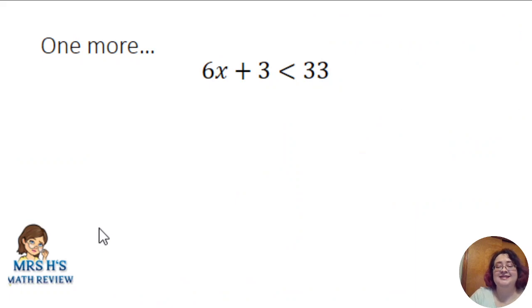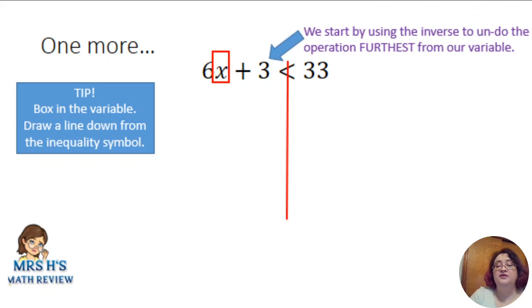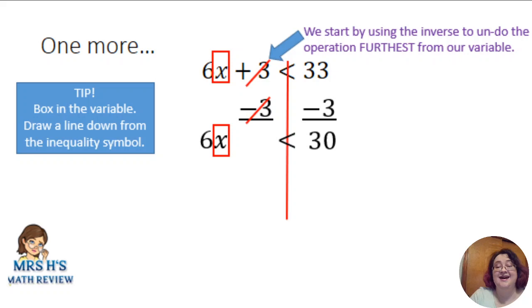6x plus 3 is less than 33. All right, we don't have to rewrite it. The variable is already on the left. We want to box in the variable. We want to draw a line down from the inequality symbol. Here, we look at what's furthest away. So our furthest number away from x is our positive 3. So plus 3, we use minus 3 on both sides. Our 3's cancel. 33 minus 3 is 30. My 6x can come on down, as can my symbol, because I did not change anything. I subtracted. I did not multiply or divide by a negative, so no changes to my symbol.